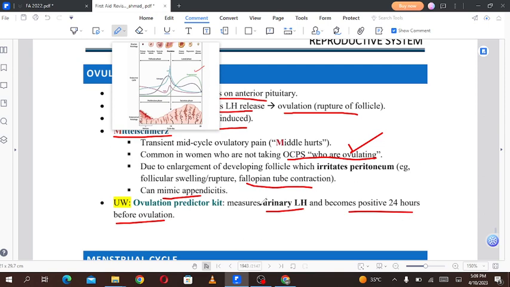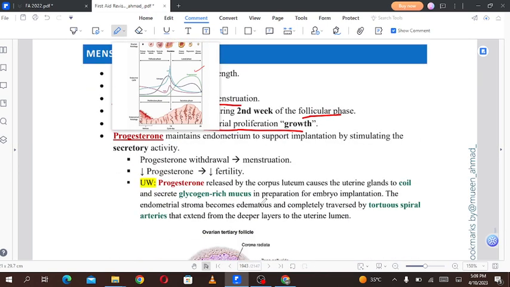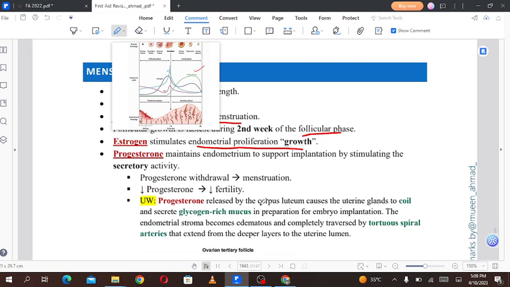So yes, the ovulation predictor kit, we did that, and now we've done that progesterone maintains the endometrium and supports implantation by stimulating the secretory activity. Progesterone withdrawal will lead to menstruation. Decreased progesterone will lead to decreased fertility. Whenever there is a decrease in progesterone, the fertility level will also decrease.